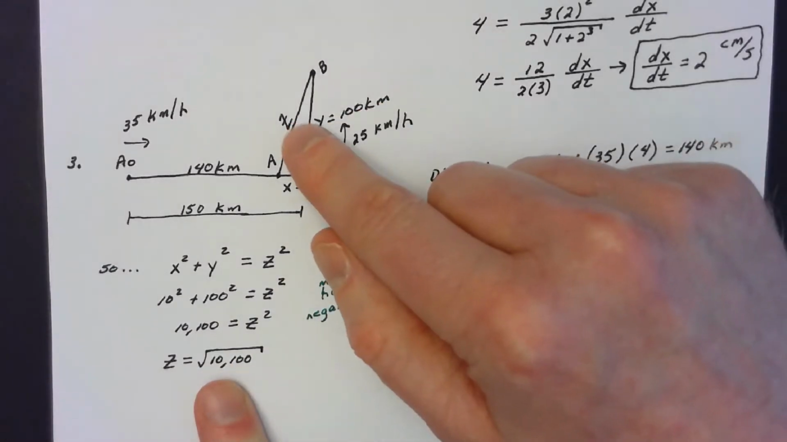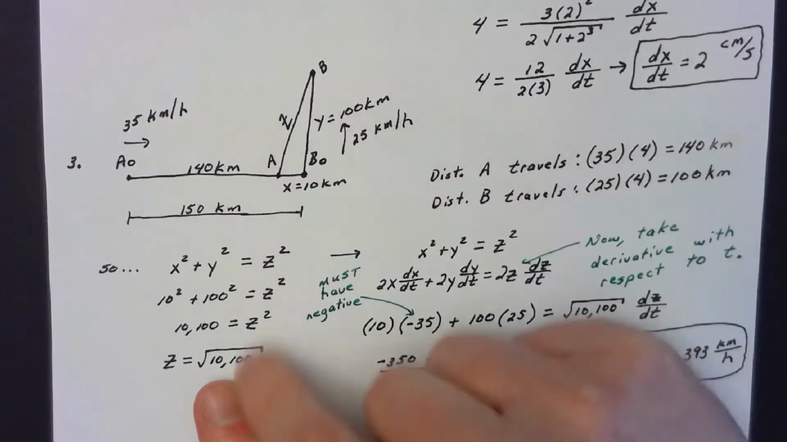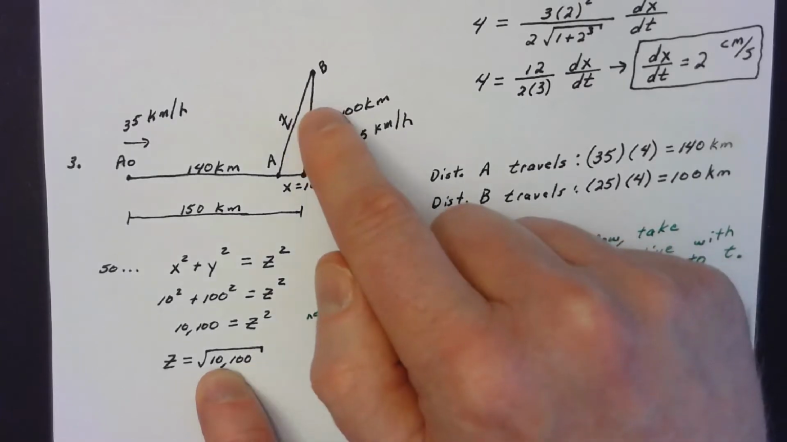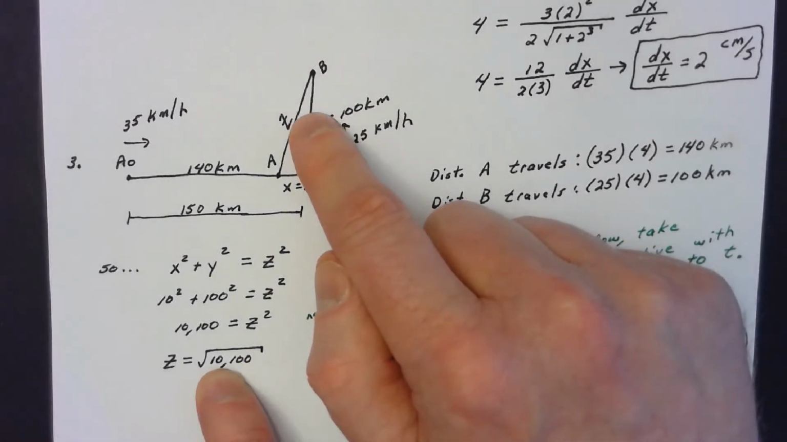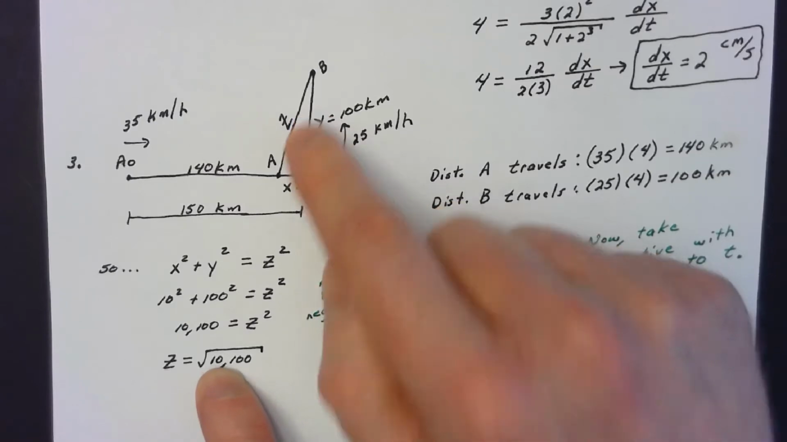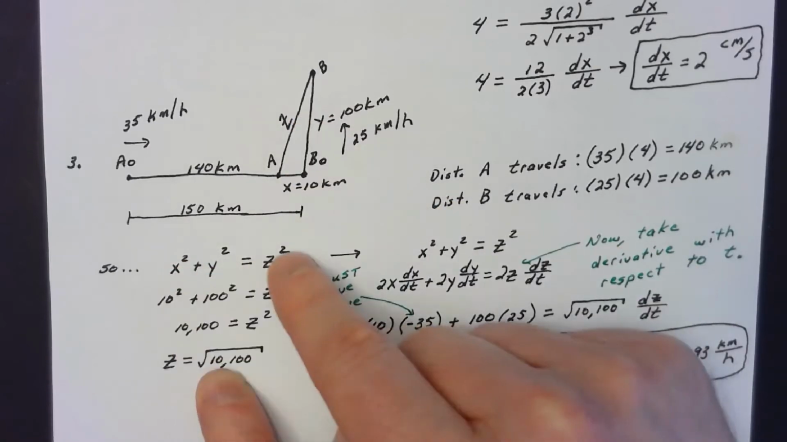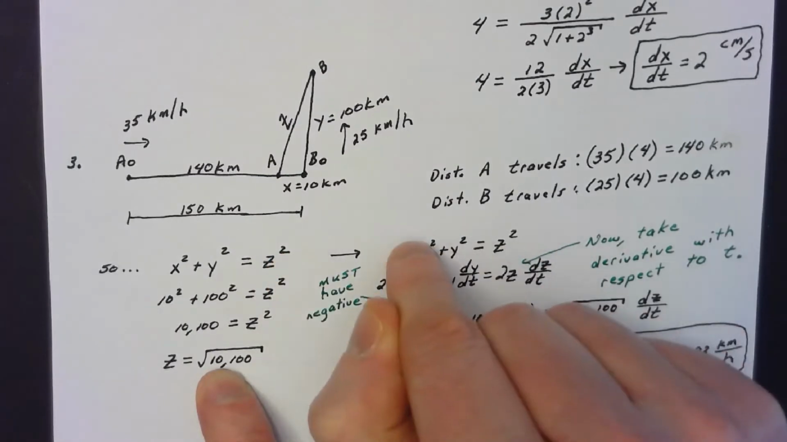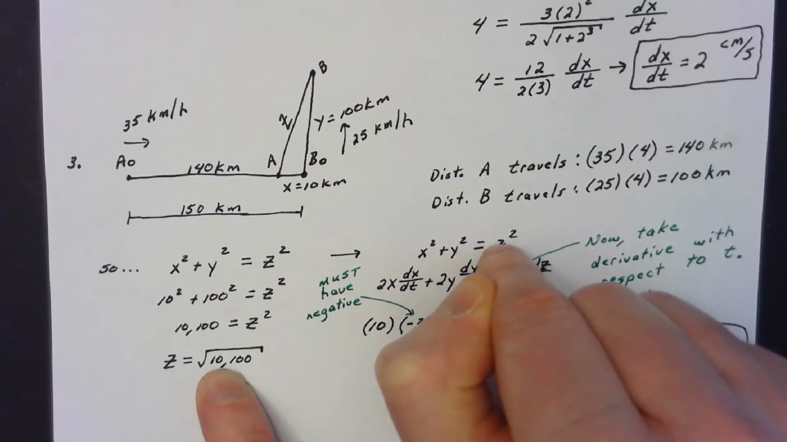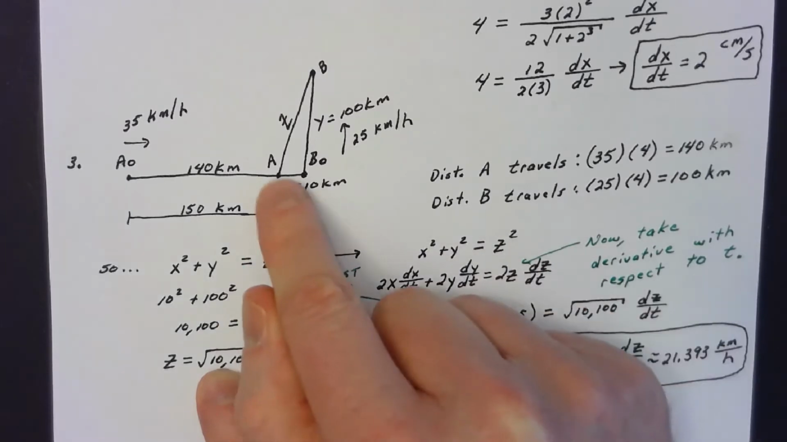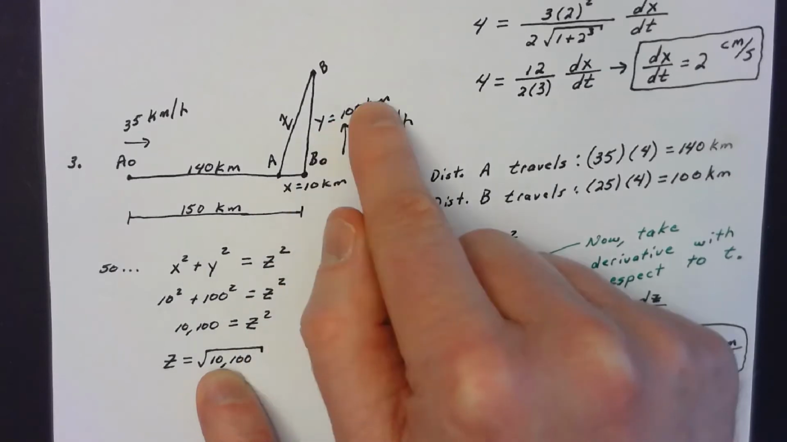The goal of this problem is not to find out how far apart they are, but how fast that distance is changing. So the goal of the problem is to find dz/dt. Well, I need to find an equation involving all variables. Well, Pythagorean Theorem gives me that equation. But now I need to use the Pythagorean Theorem, x squared plus y squared is equal to z squared. I cannot nor should not go ahead and plug in what I know x and y are.